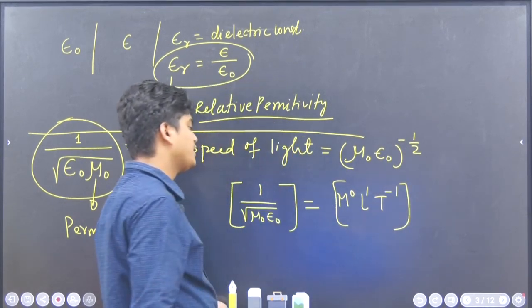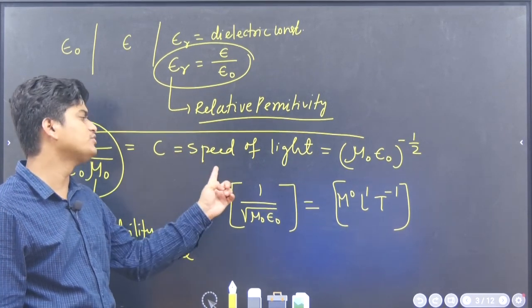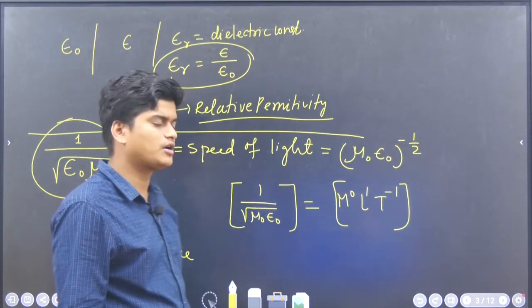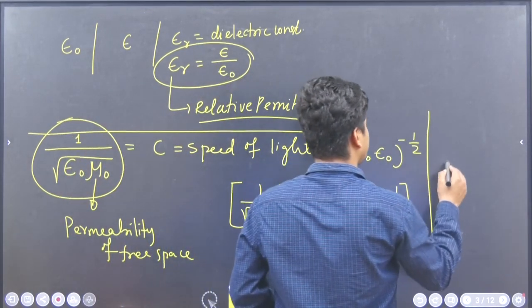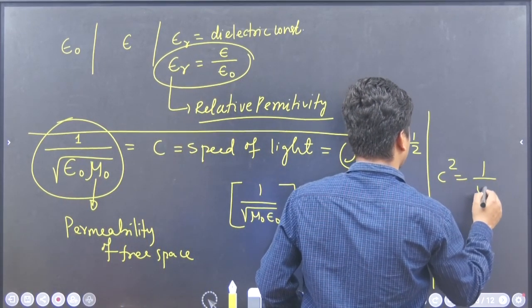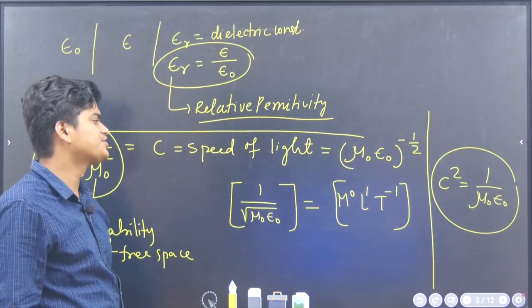Because what is coming here? This is the speed of light, which is basically speed, unit meter per second, or L1 t to the power minus 1. Or sometimes you can understand it also like this: if you write c square, then c square is nothing but 1 by mu naught epsilon naught.